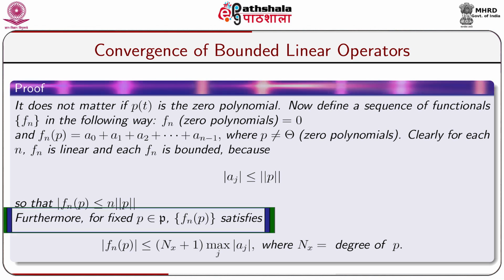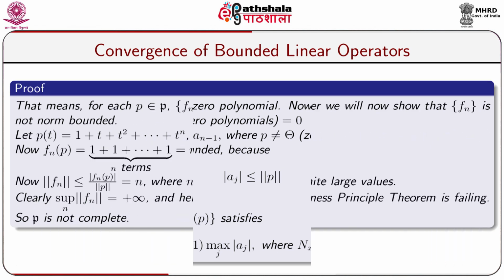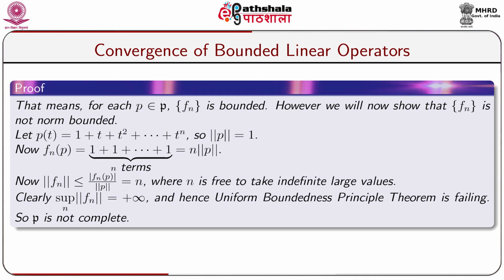Furthermore, for fixed P belonging to curly P, that is the collection of all polynomials under consideration, the sequence Fn P satisfies modulus of Fn P less than or equal to nP plus 1 times the maximum of modulus of Aj, where the maximum is taken over j, and nP is equal to the degree of P, where P is the polynomial. That means, for each P belonging to curly P, the sequence Fn P is bounded. However, we will show that the sequence Fn is not norm bounded.